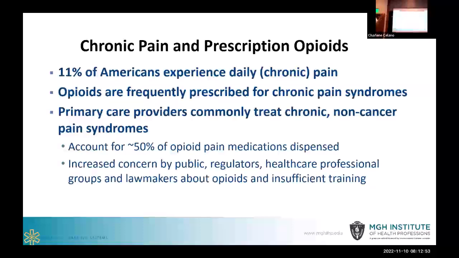So if you think about that group we talked about, the 100 million Americans, that's about 1 in 10 that comes to see us if you're in primary care who is experiencing chronic pain. And we, if you're a primary care provider like me, are responsible for about half of the opioid prescriptions in the US. So we're a big part of it.